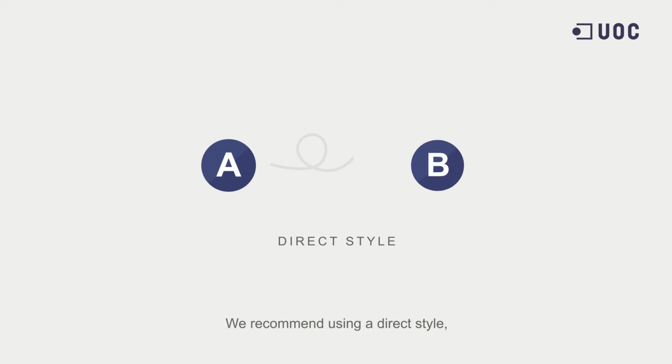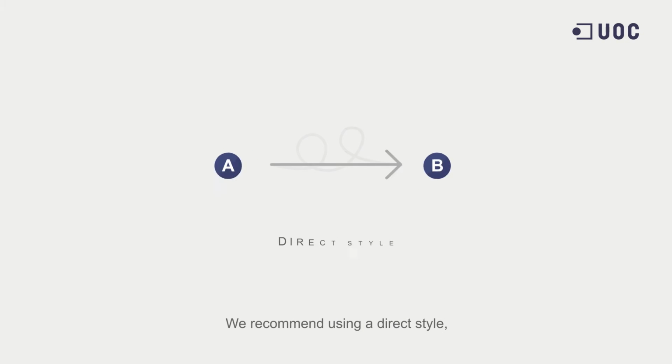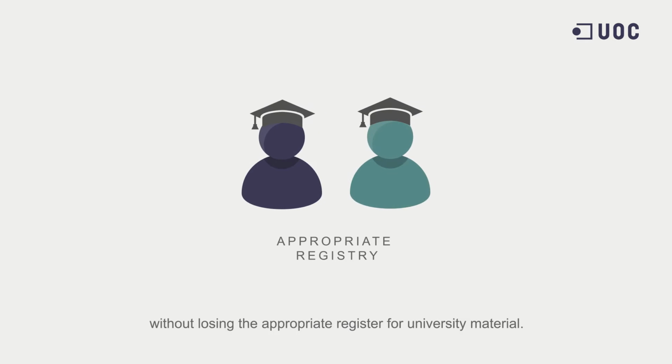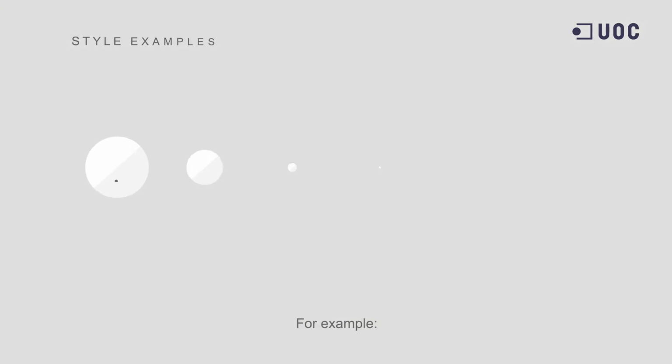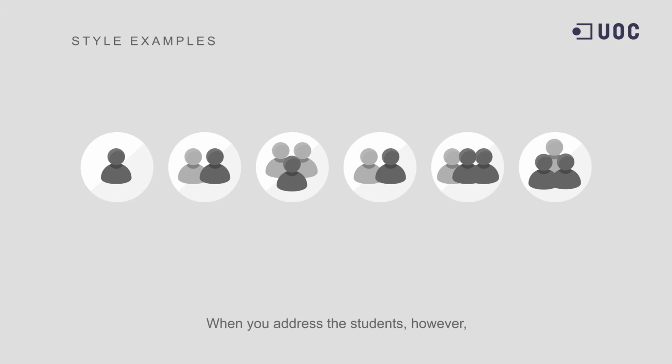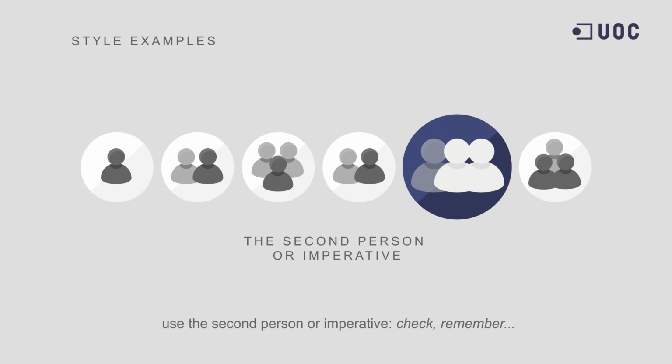We recommend using a direct style that motivates the student without losing the appropriate register for university material. For example, use the first person plural: we will highlight, we will see. When you address the students, however, use the second person or imperative: check, remember.